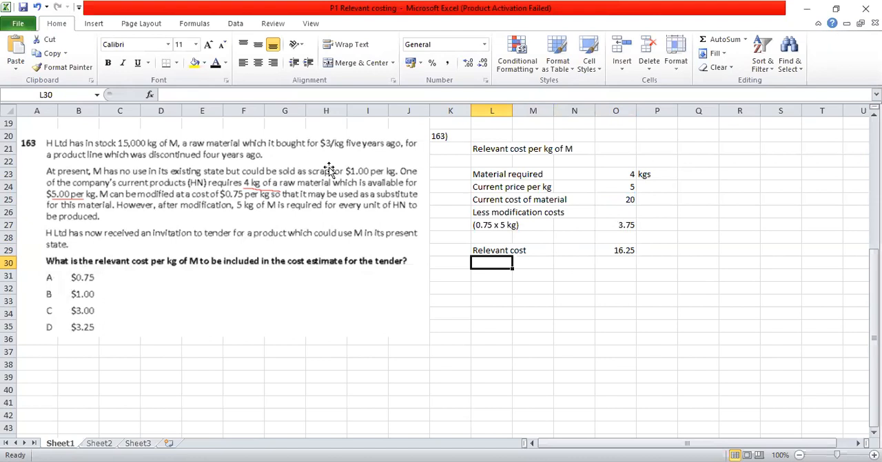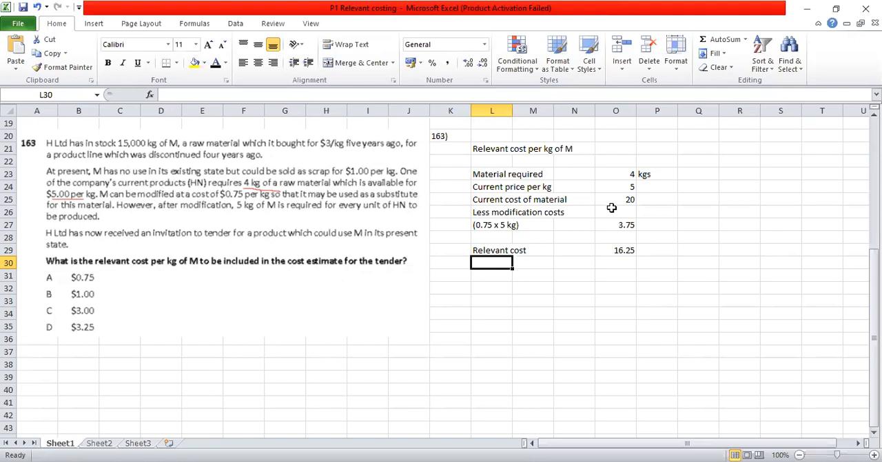See, if they purchase it from the external market, 1 unit of this product requires 4 kgs of material. But if they use the material already available from the discontinued process, that material, if modified, will require 5 kgs. So the cost of modification is 3.75. If they purchase from the external market, the current market price is 20. So if they use the internal material, the cost will be 3.75. So the relevance will be 20 as against 3.75.